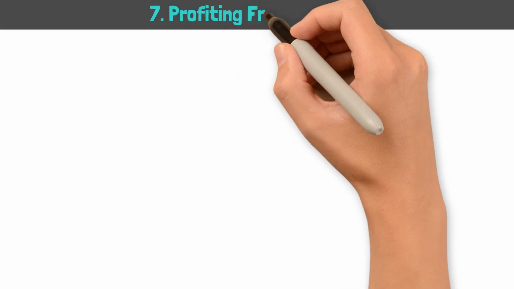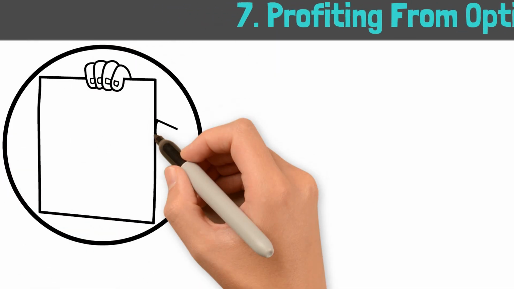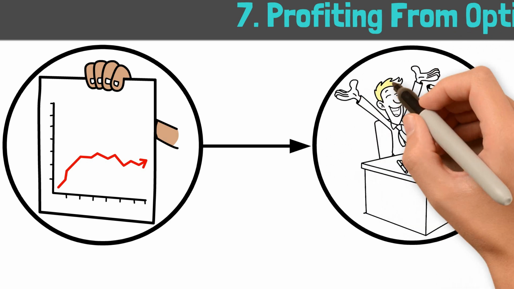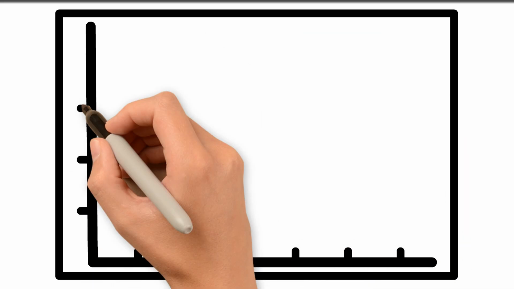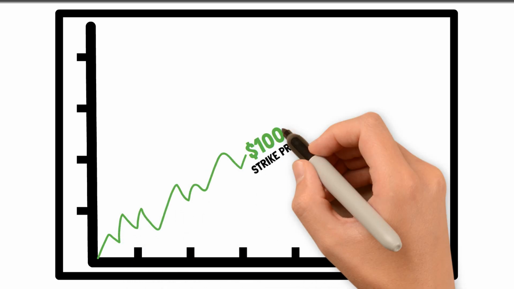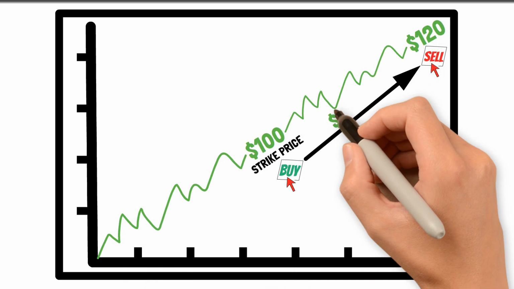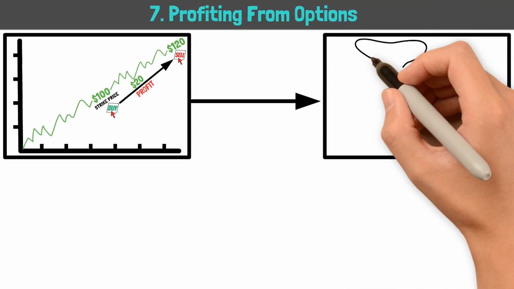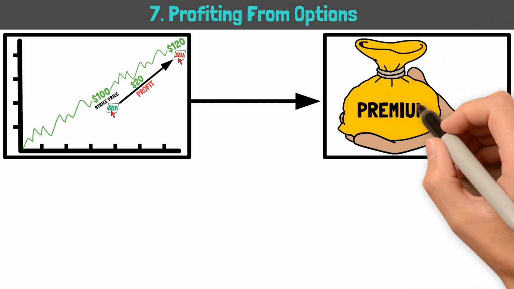7. Profiting from options. Making money with options is like predicting the future of stock prices. If you guess right, the rewards can be huge compared to what you initially paid. For instance, if you buy a call option and the stock's price goes up past the strike price, you can buy the stock at the lower price and sell it at the current higher price, pocketing the difference as profit. The beauty of options is that they allow you to risk a relatively small amount, the premium, to control a lot more stock than you could otherwise afford.